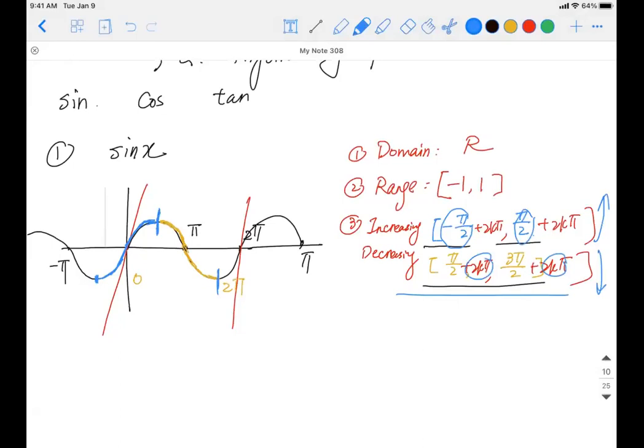Okay, perfect. So these are, I think, the very basic definitions for trigonometry, right? So number 3, we're going to talk about the periodicity, right?